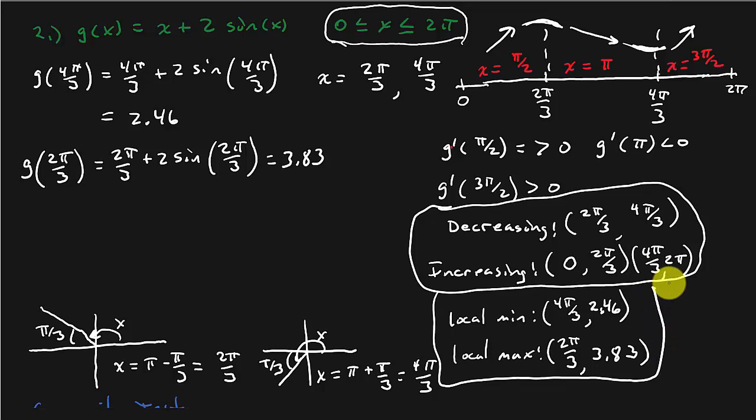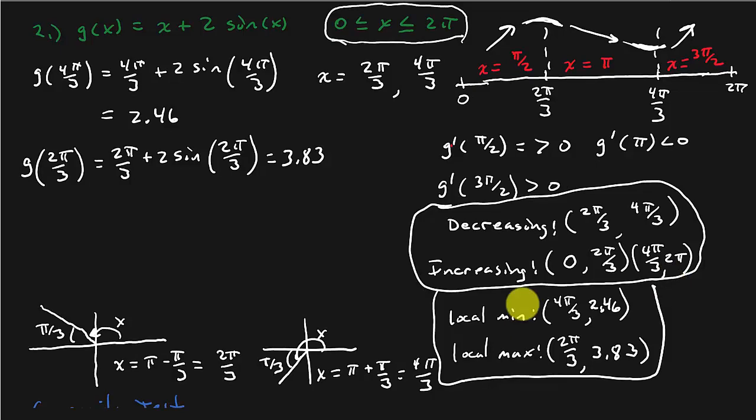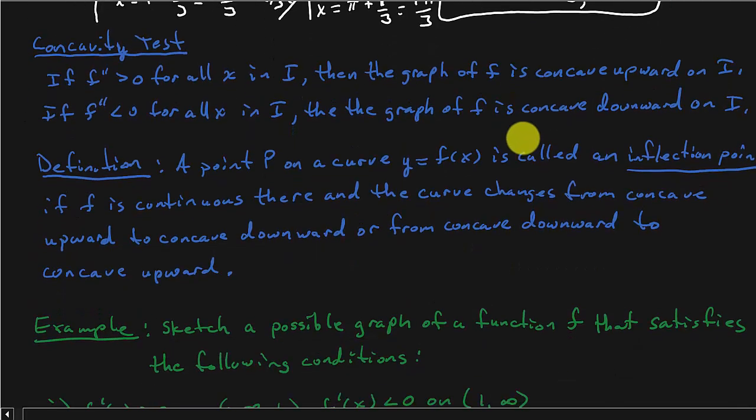So hopefully all that made sense. And look, we haven't even started graphing these things yet. All we're doing is finding increasing and decreasing, local max and min. All right, so what do we have to do now? Well, now we have to determine concavity. When it's concave up, concave down, and all of our inflection points. All right, so let's look at that.